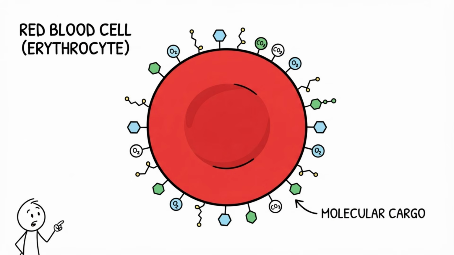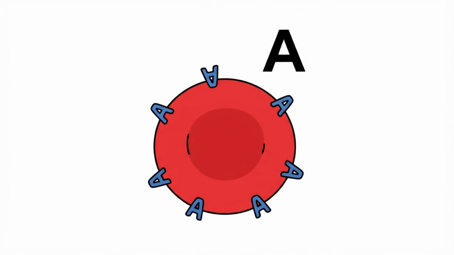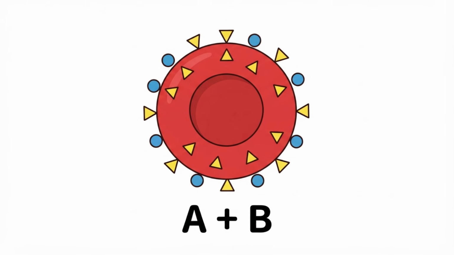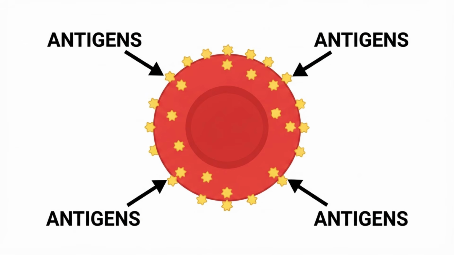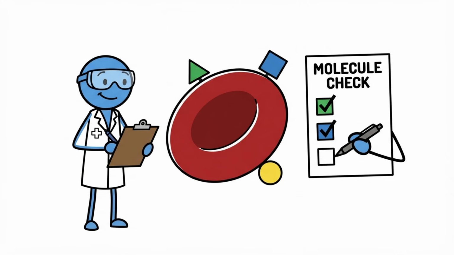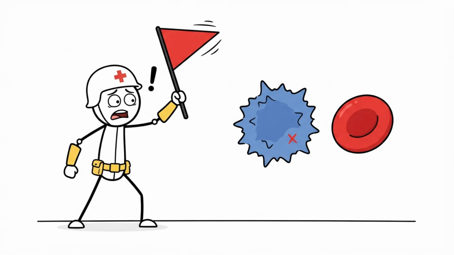Imagine a microscopic red disc. Its surface is covered with molecules. Some people have A markers, some have B markers, some have both, and some have neither. These markers are called antigens. Your immune system constantly checks what belongs inside your body. It learns to recognize your own molecular patterns. But unfamiliar patterns can trigger an immune response.